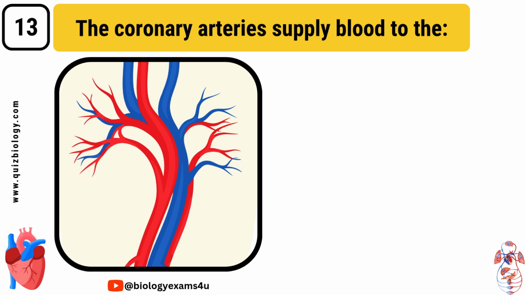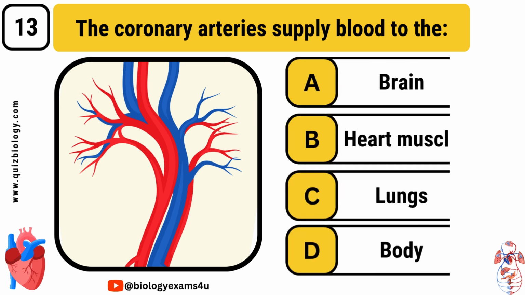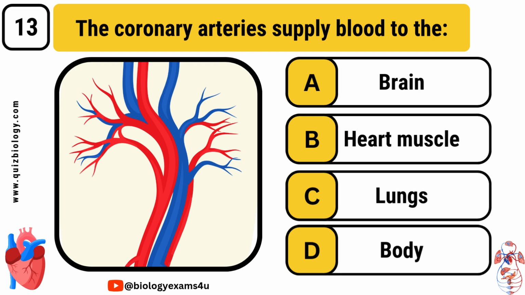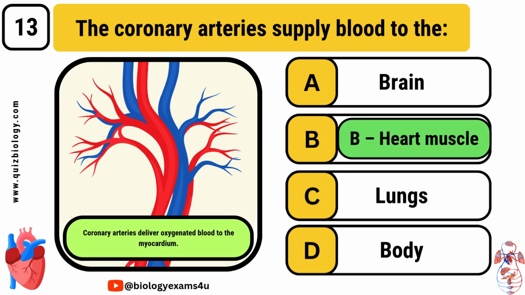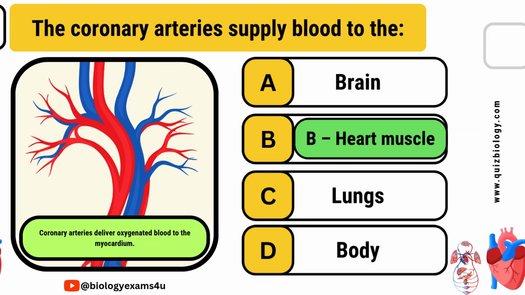The coronary arteries supply blood to the brain, heart muscles, lungs, body. Coronary arteries deliver oxygenated blood to the myocardium or heart muscles.